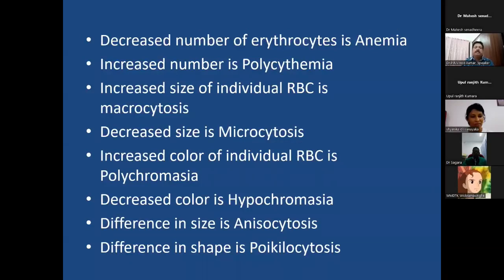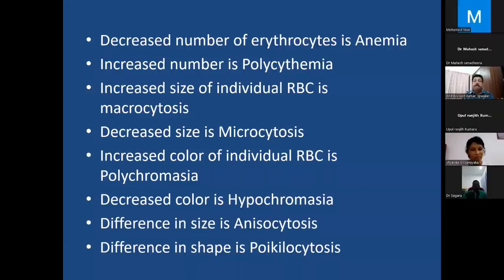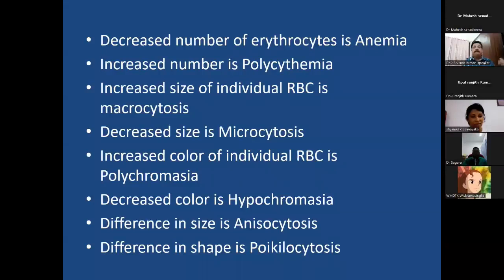Relative polycythemia means, whenever you go to any place, suppose you are going to the Himalayas, a high altitude place, the oxygen tension in the atmosphere there is too low. In such a place, when you go there, the oxygen demand will become more.